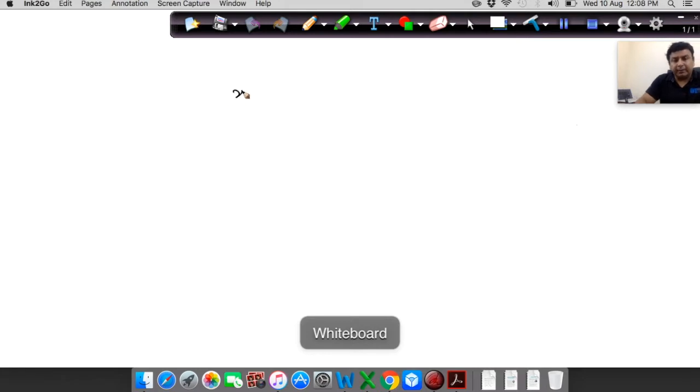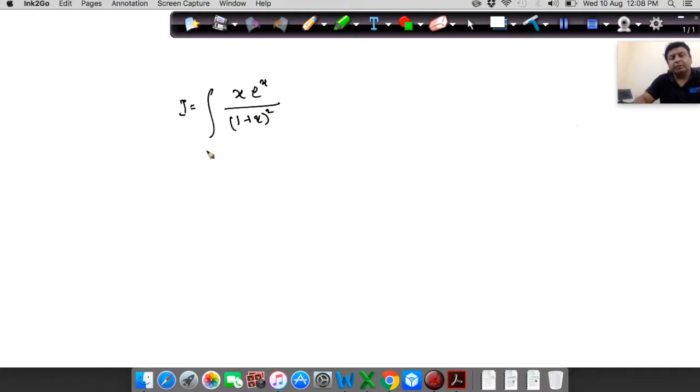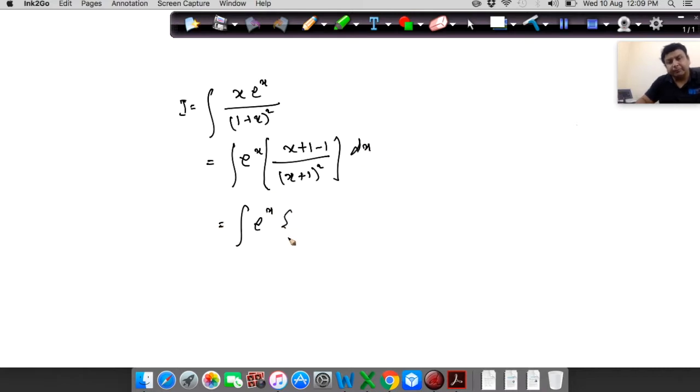It's x e to the power x upon (1 plus x) whole square to be integrated. Because of e to the power x, we always think of this formula first, whether it is fitting into the system or not. Let's write this as x upon (1 plus x) whole square. Now do plus 1 minus 1 in the numerator, in the bracket. So you get e to the power x. Now split. You get 1 upon x plus 1 minus 1 upon (x plus 1) square.